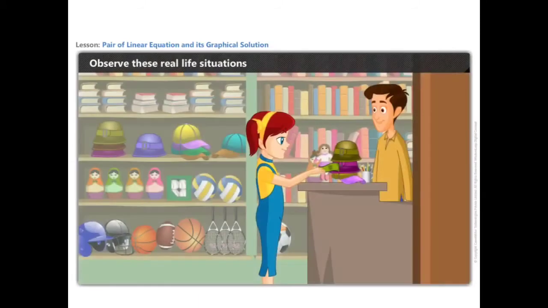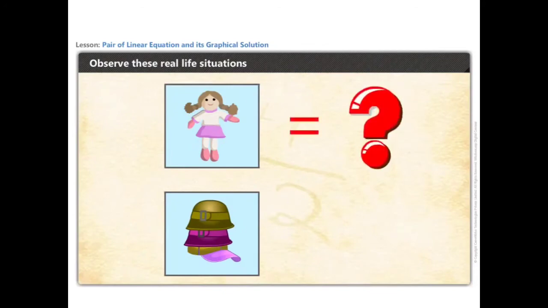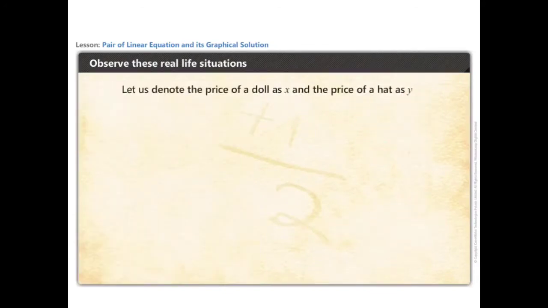Alice buys a doll and 3 hats for rupees 120. Find the price of the doll and the hat. Let us denote the price of the doll as x and the price of the hat as y. Using the facts, we can form the equation x plus 3y is equal to 120. Consider this as equation 1. But this does not help us in getting the price of the hat or the doll. There may be many combinations of x and y which can satisfy this equation.